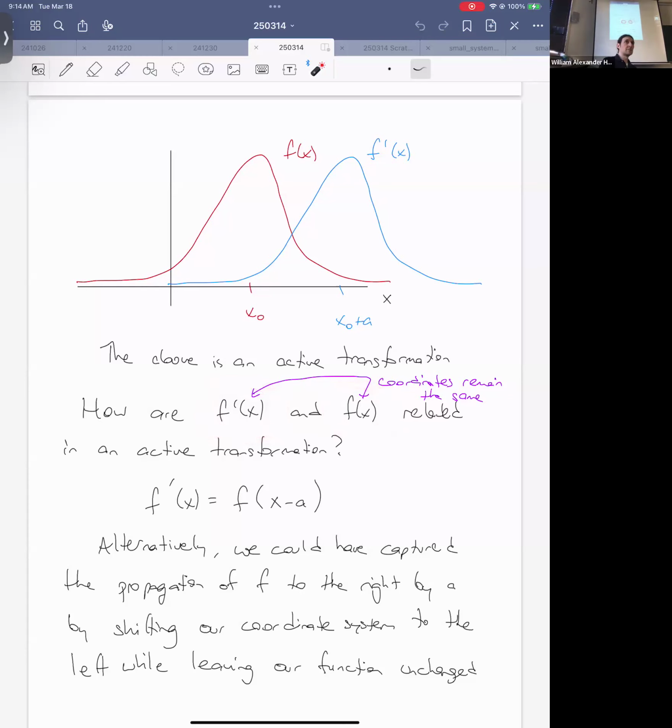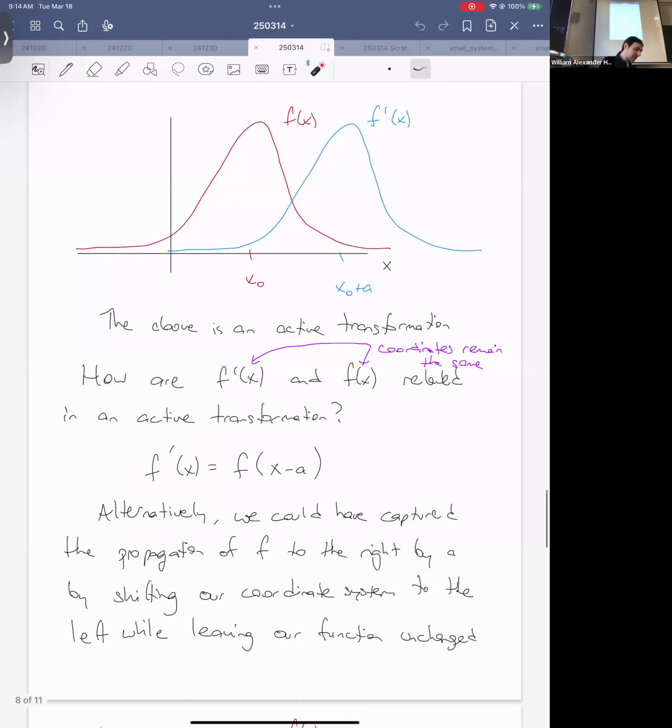And so what we would like to understand is, how can we write f prime of x in terms of f of x? And the point is that f prime of x is equal to f of x evaluated at a different point. And in particular, as I said, I always get this sign flipped up, so I always just have to work it out in my head, that if f of x is peaked at x0, f prime of x is peaked at x0 plus a, so it needs to be a minus a here, so that when I put in x0 plus a for x, I subtract the a, and I get f of x0, which is where f is maximized.